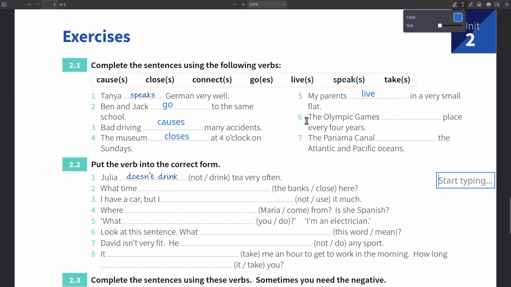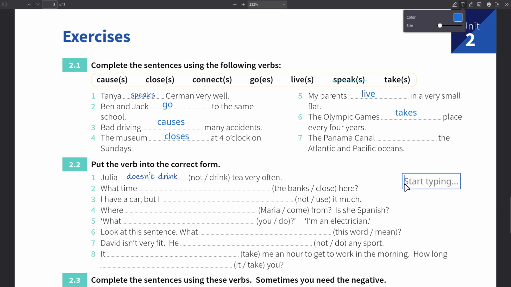In this case, the Olympic Games, we're talking about a singular. We are talking about a specific Olympic Games, so this one is singular. And also this one is third person, because we are not talking about people, we're talking about things. In this case, the Olympic Games. Because of that, we're going to use "take", but with an s, because we're talking about the third person.